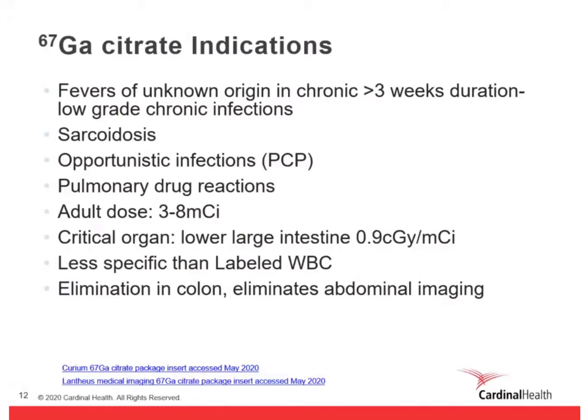We also see it in other inflammatory processes such as sarcoidosis. For sarcoidosis, we use it to really tell the amount of nodal involvement and stage the lung disease that they've got going on. It's also taken up in lymphomas and lung cancers and the just normal inflammation of wound healing. But because of the elimination in the colon, it's really difficult to discern bowel excretion from abdominal uptake.